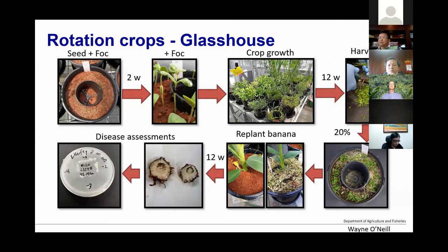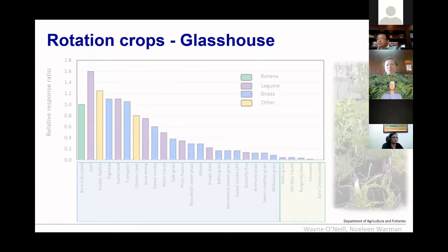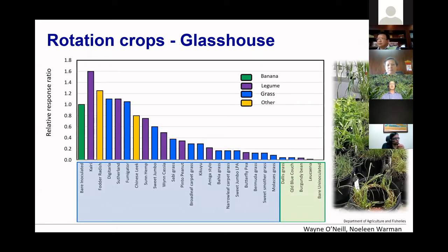And then for disease assessments, the banana plants are grown for a further 12 weeks before being harvested and assessed for disease, including re-isolation from the roots. So if we compare the recovery of subtropical race 4 to our inoculated and uninoculated banana controls, there was a range of responses. Some plants, like peanuts and brassicas, appear to be very good hosts to FOC.